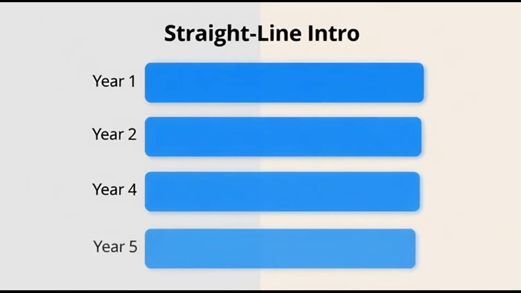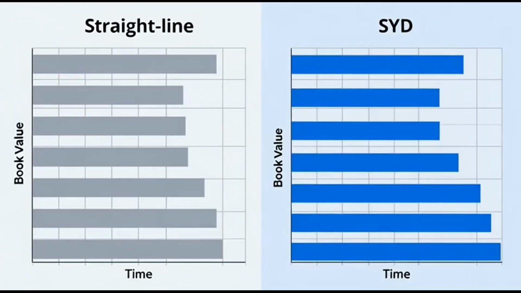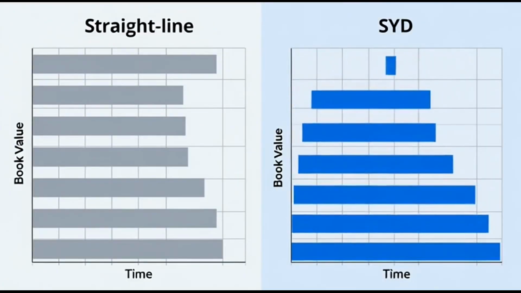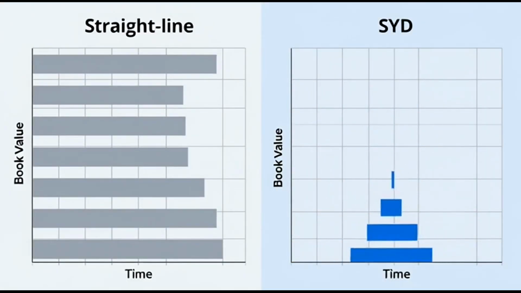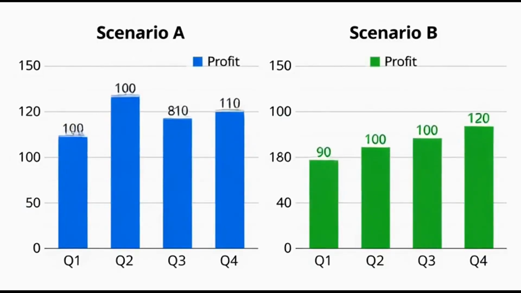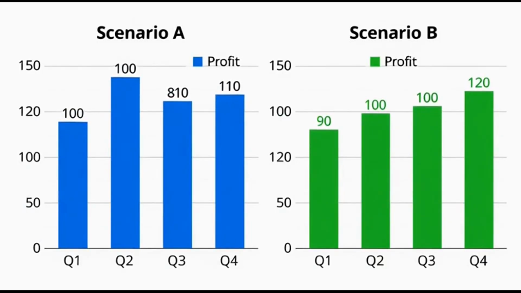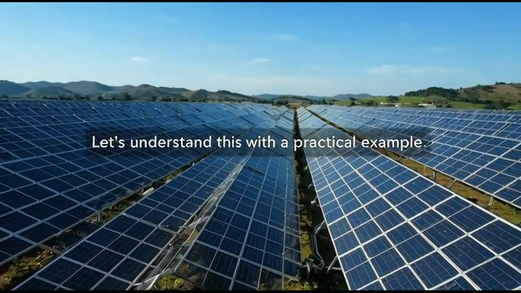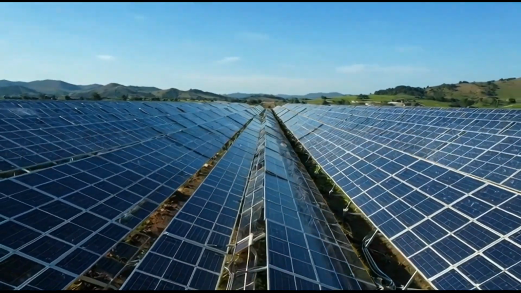Straight-line depreciation spreads cost evenly each year. SYD reduces book value faster compared to straight-line. This difference impacts profit and tax timing. Let's understand this with a practical example.